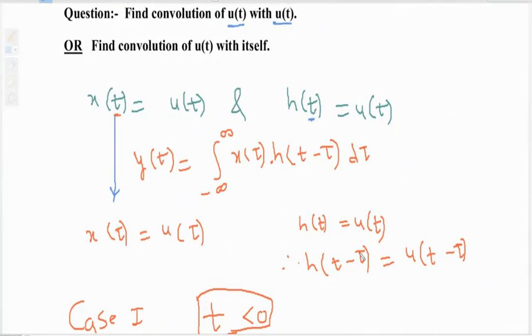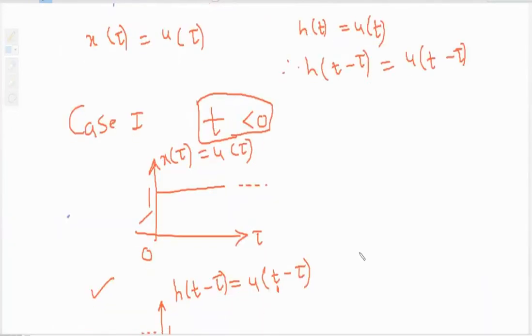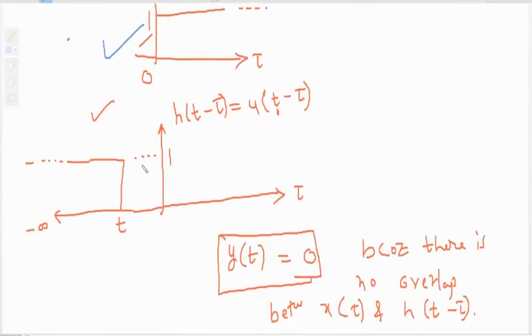Then we have to consider cases. First case, t less than 0. What is the sketch of x of tau? U of tau. This is the x of tau sketch. Now my t is less than 0, so the signal will start from negative t and go towards the negative side. This is the graph of h of t minus tau, u of t minus tau for t less than 0. There is no overlap between these two signals, so the answer is 0, y of t equals 0.